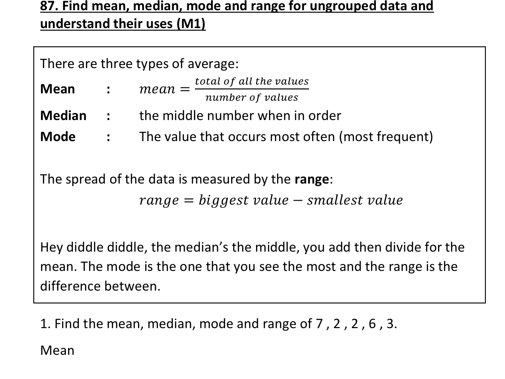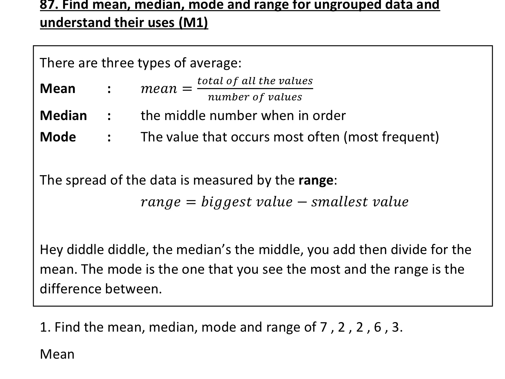So there are three types of averages that we'll look at. They are the mean, which is the total of all the values, add them all up, and then we divide by the number of values. So add them all up and divide by how many they are. The median, that's going to be the middle number when they're put in order. And the mode, that's the value that occurs most often, or most frequent.